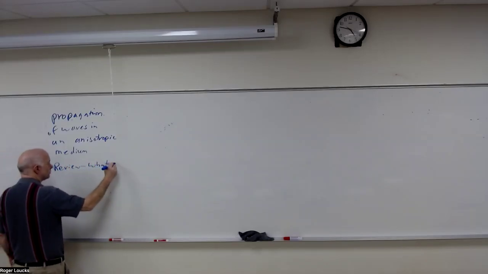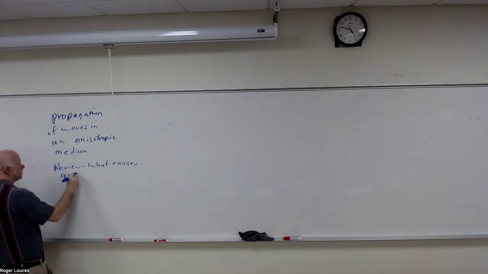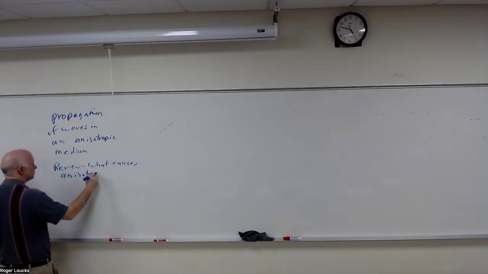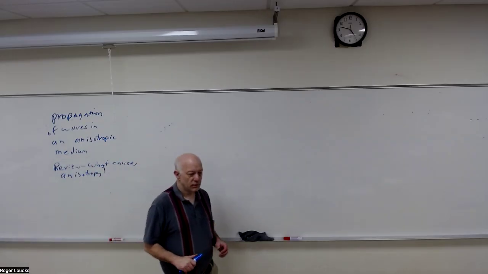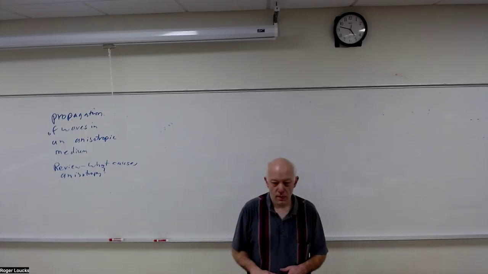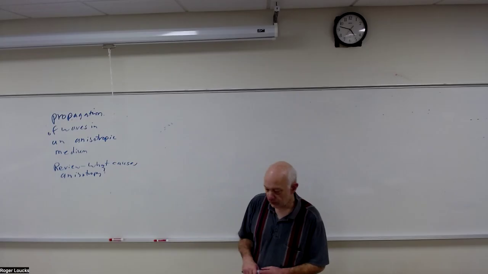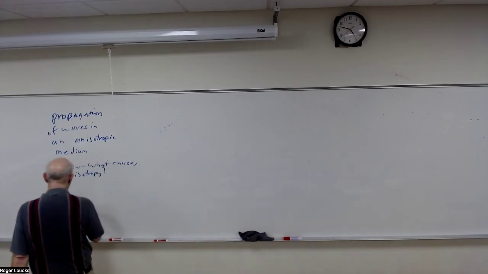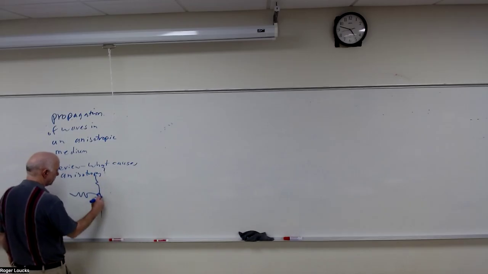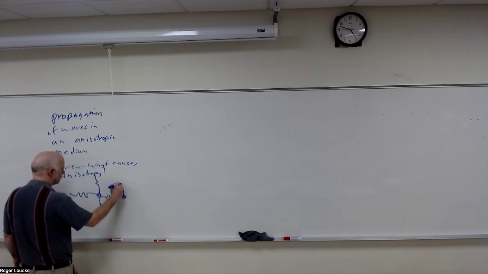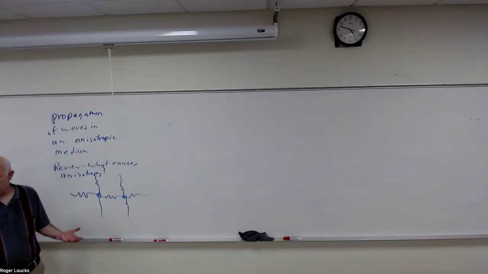What causes anisotropy? What was our model that we had for our crystal? A whole bunch of atoms connected by springs. So we can draw our little atoms here. There's a spring, atom, spring, and so on and so forth. Then this is actually three-dimensional.